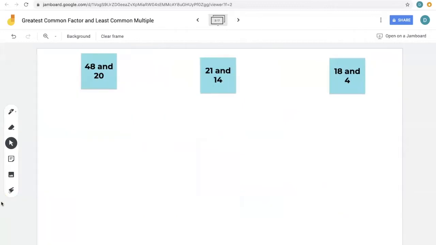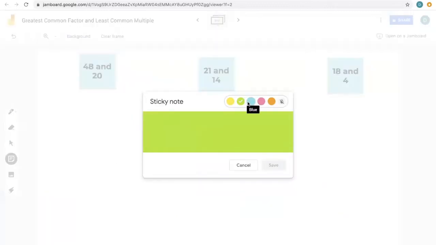Let's look at some more examples, and then we'll move into a break. So 48. We have a lot of factors of 48 this time. We have 1 and 48. We have 2 and 24.